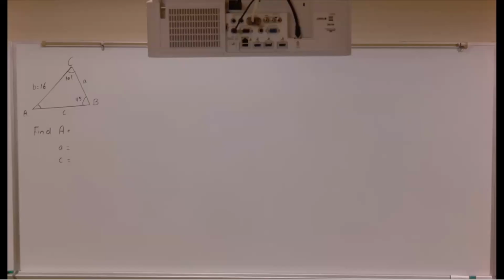Look at the first example here. If you look at the angles, it's exactly the same thing. Angle B is 45, angle C is 101. Here's the side a, which is opposite angle A, and here's the side b, opposite angle B. What are they asking you to find? Capital A and side a and side c. That means the angle A, the side a, and the side c.